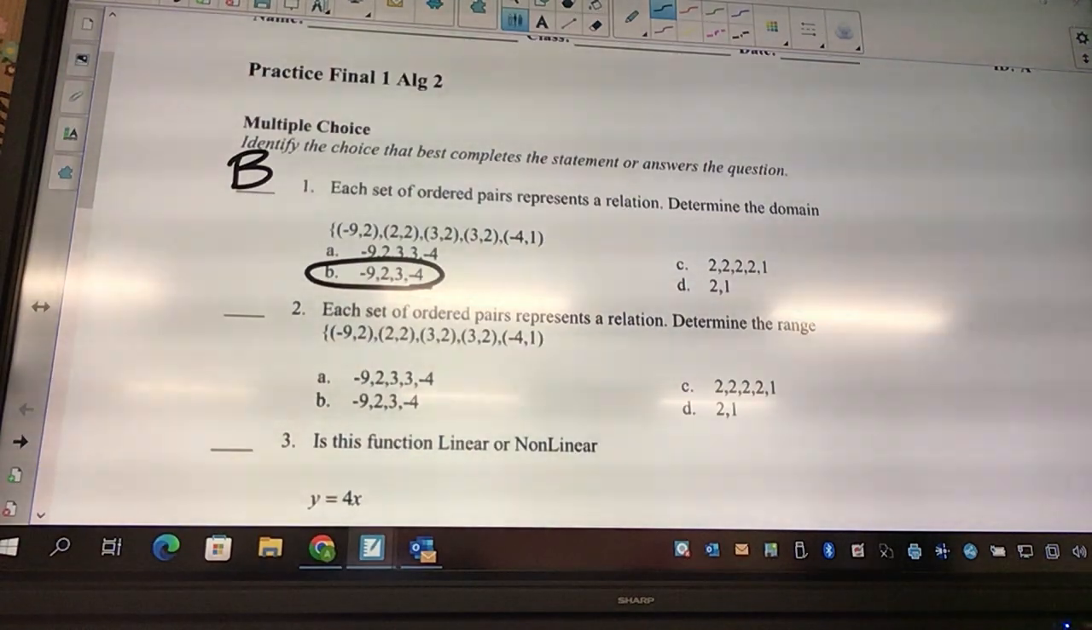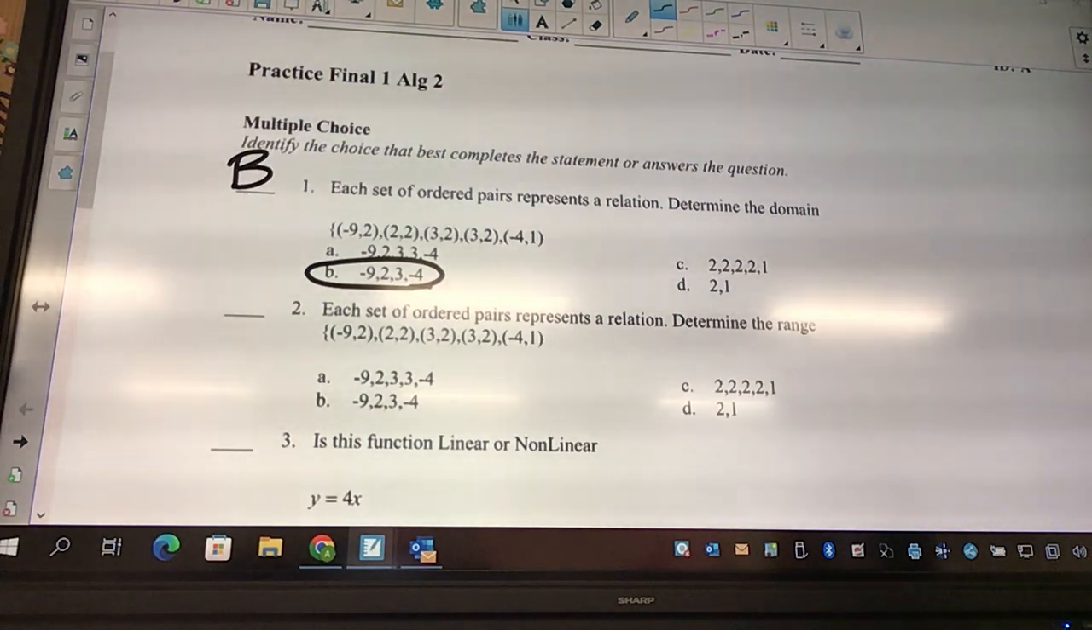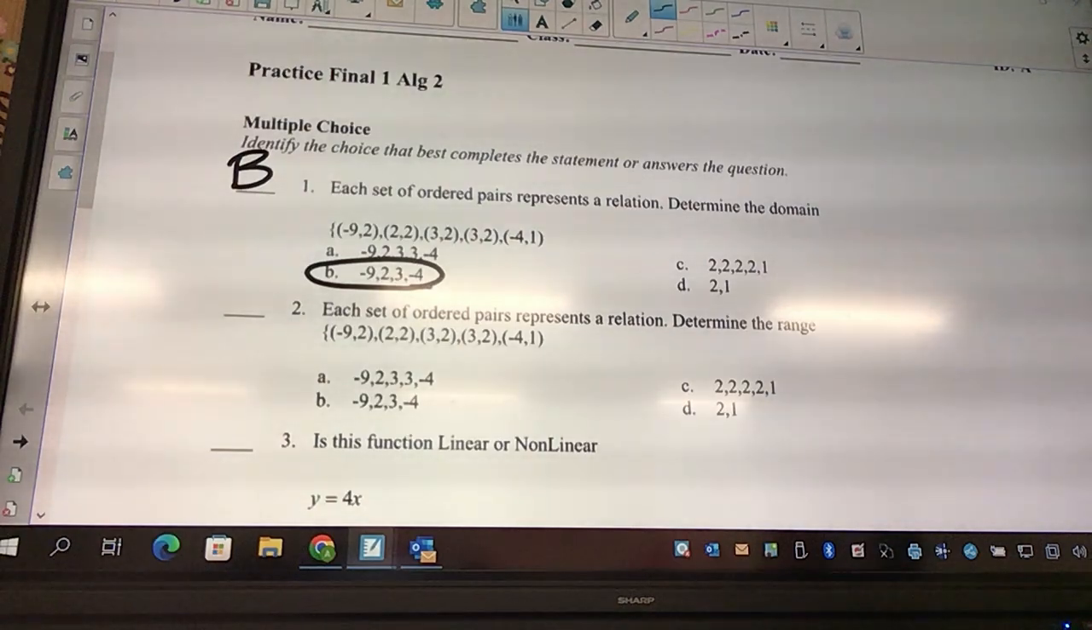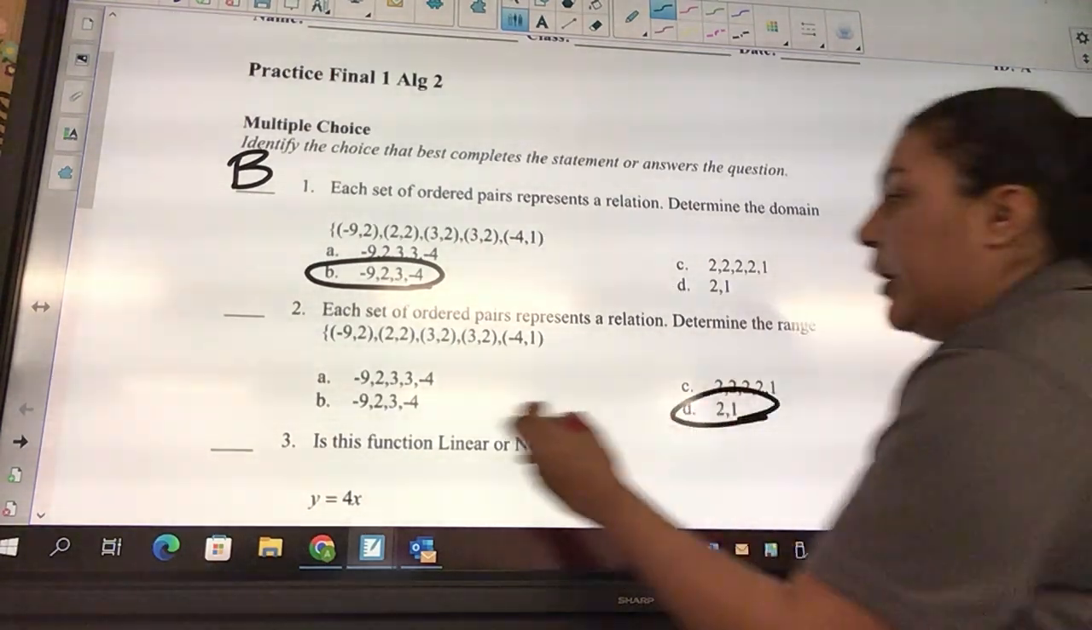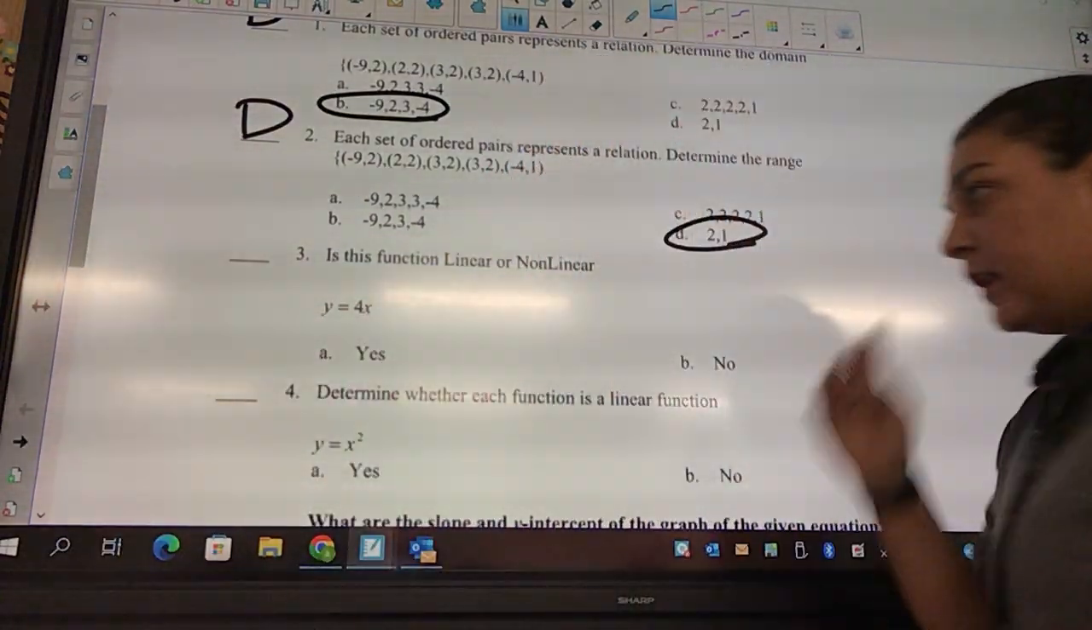Okay, number 2, it's the same thing. I want you to do the range. What is the range? Take a second and look at it. It's D. Okay, the range covers the Y's, and they also cannot repeat.